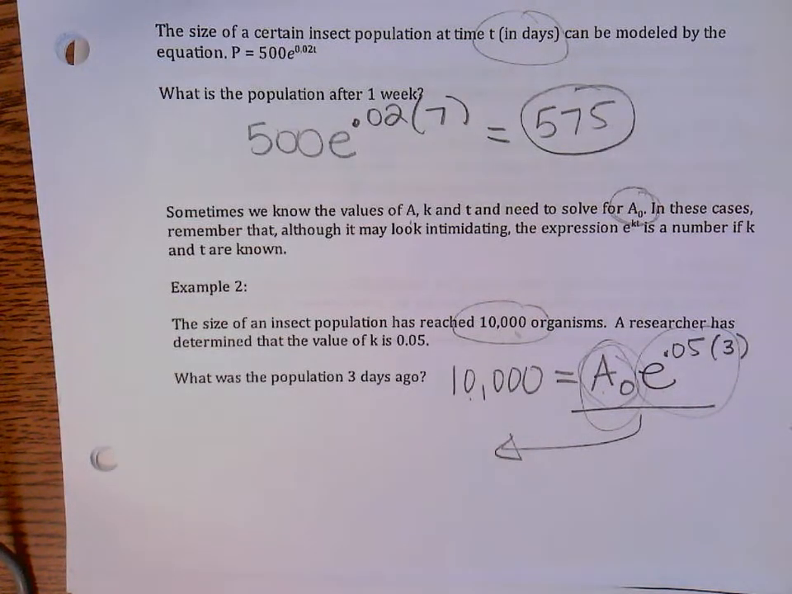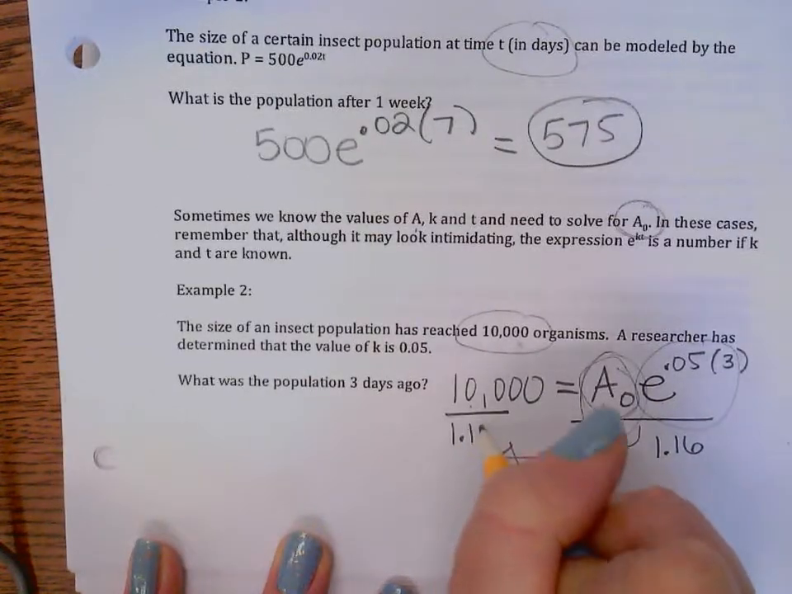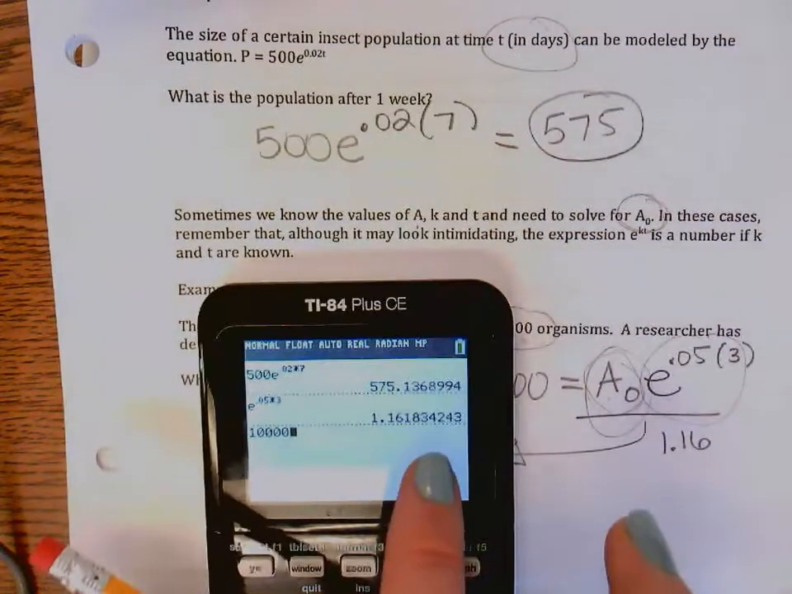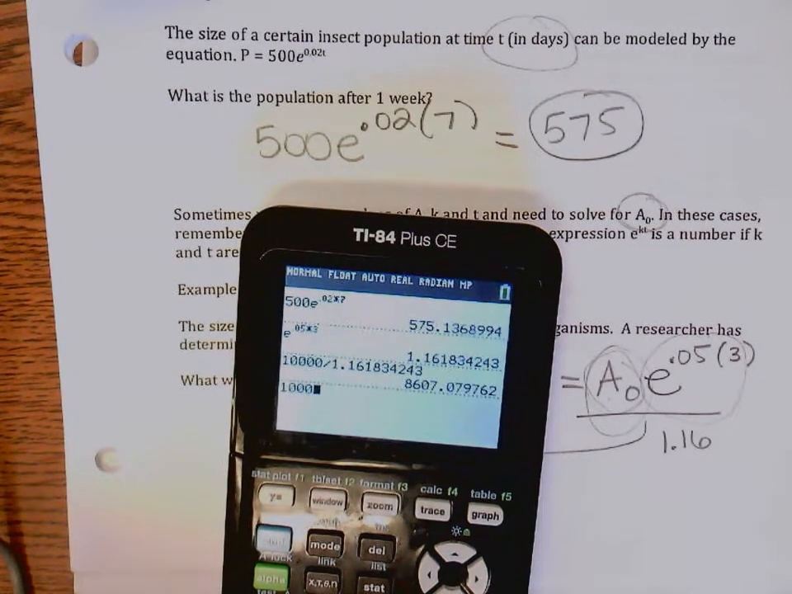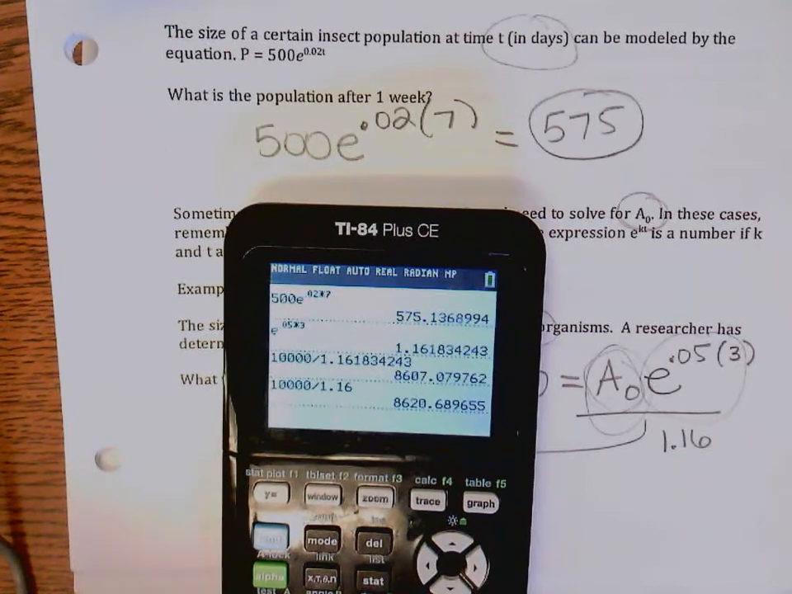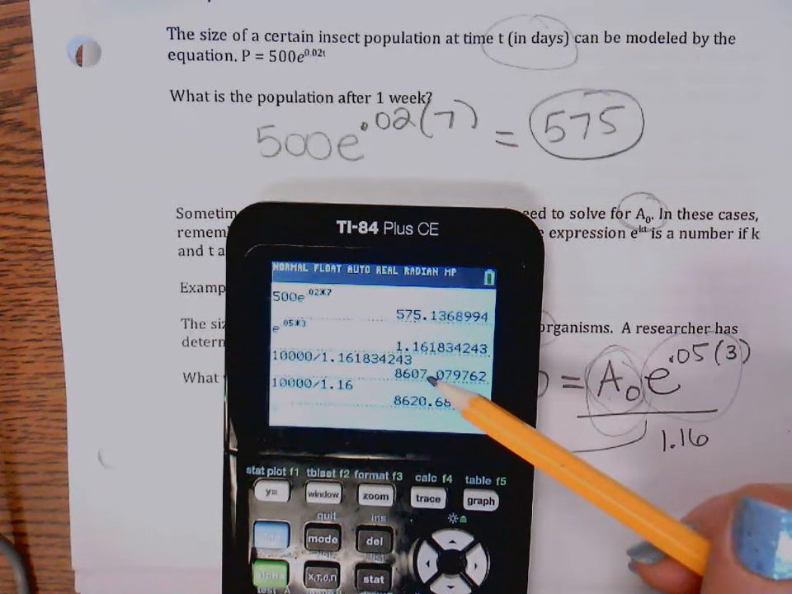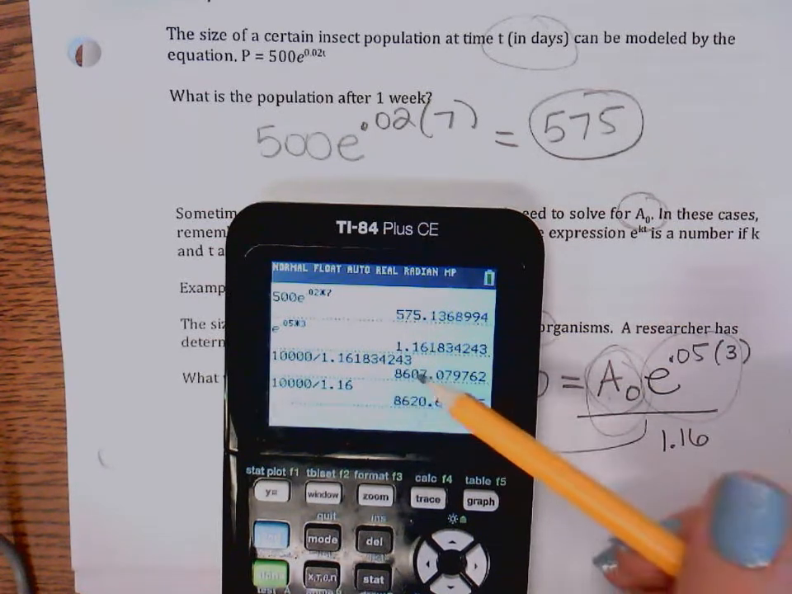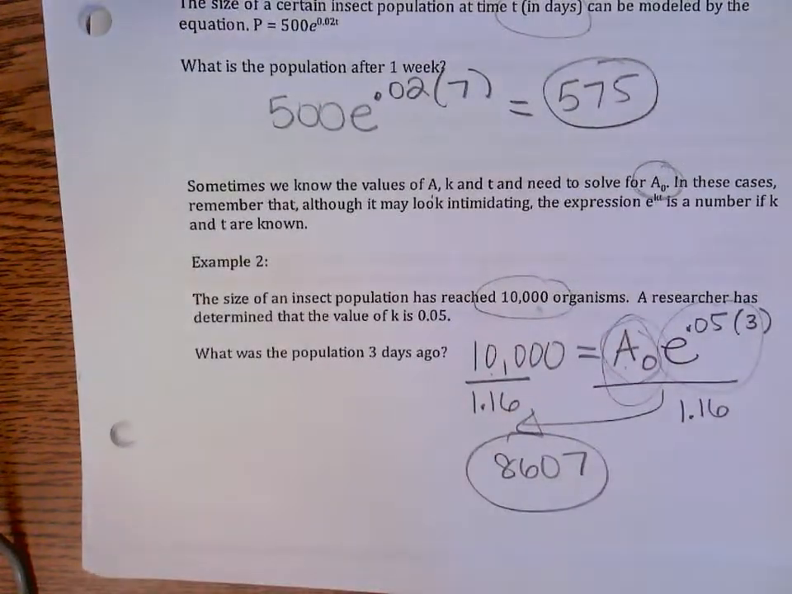So type e on your calculator to the 0.05 times 3. So that would be 1.16. Divide 10,000 by 1.16 and you'll get your answer. I like to keep it on my calculator so that I can just divide by the entire decimal. I don't know how different it would be if you just did 1.16. You'll be off by like 13. So if you keep the whole decimal place, 8607 is the correct answer. If you round it to the 1.16, 8620. So you're going to be off a little bit. So try to keep all the decimal places. So 8607 would have been the correct answer.